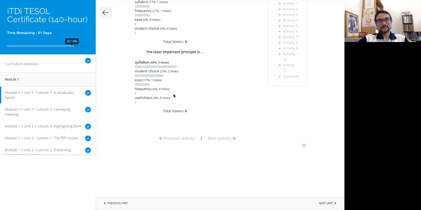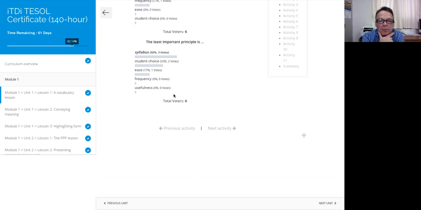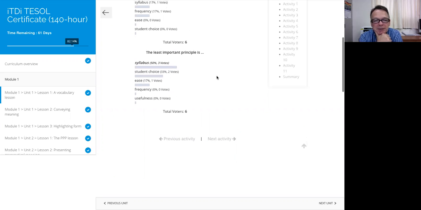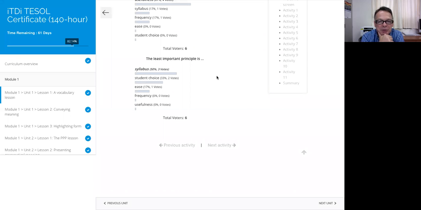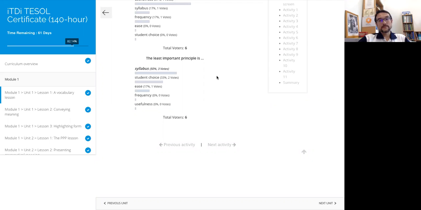And there we go. Most people are in the same boat. Interesting, one person there voted for ease. And I kind of get that a little bit, that we're not just out to learn the easiest vocabulary that's out there. So back to level and context, I think.